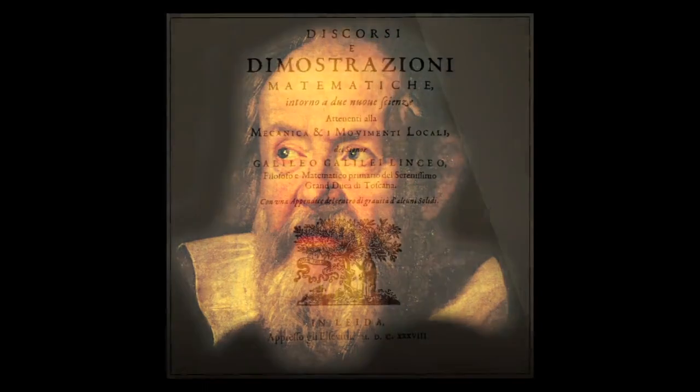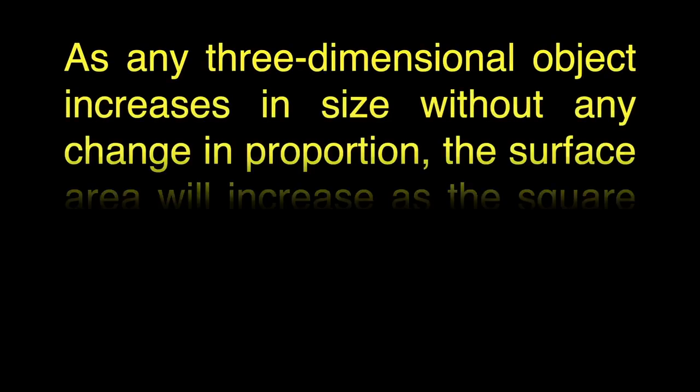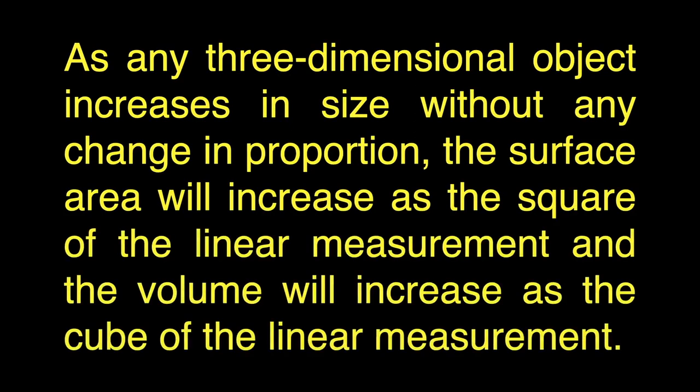Now, this sounds something like a geometry problem, and it is, partially. In 1638, Galileo published Discourses and Mathematical Demonstrations Relating to Two New Sciences. In this book, he describes the square cube law as the ratio of two volumes is greater than the ratio of their surfaces. Fleshed out a bit more, we can describe this law like this. As any three-dimensional object increases in size without any change in proportion, the surface area will increase as the square of the linear measurement, and the volume will increase as the cube of the linear measurement.